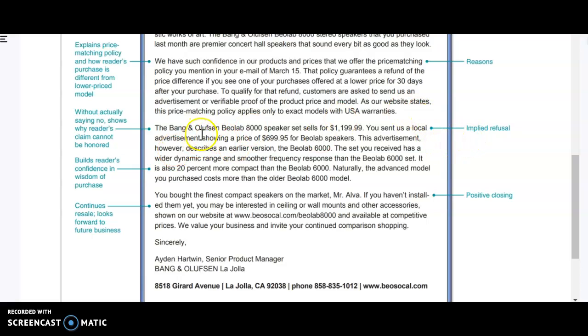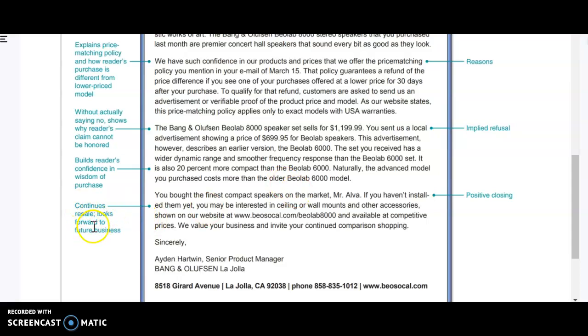And then implied refusal. The Bang & Olufsen speakers set sells for this amount. You sent us a local advertisement showing us a price of $699.95 for the speakers. This advertisement, however, describes an earlier version. The set you received has a wider dynamic range and smoother frequency response than this set. It is also 20% more compact than the older set, the earlier version. Naturally, the advanced model you purchased costs more.